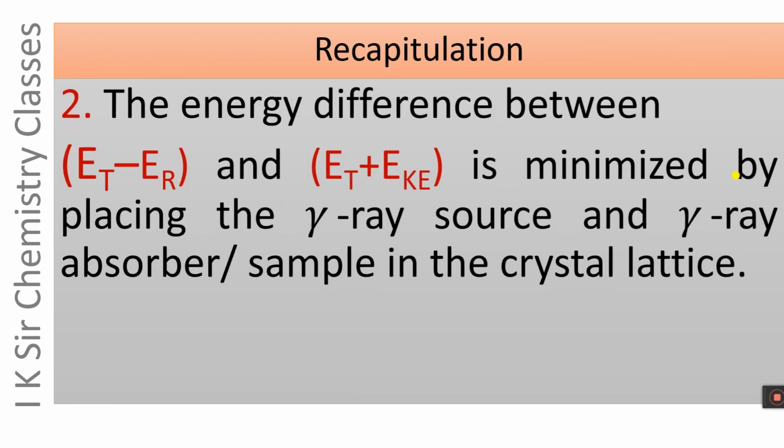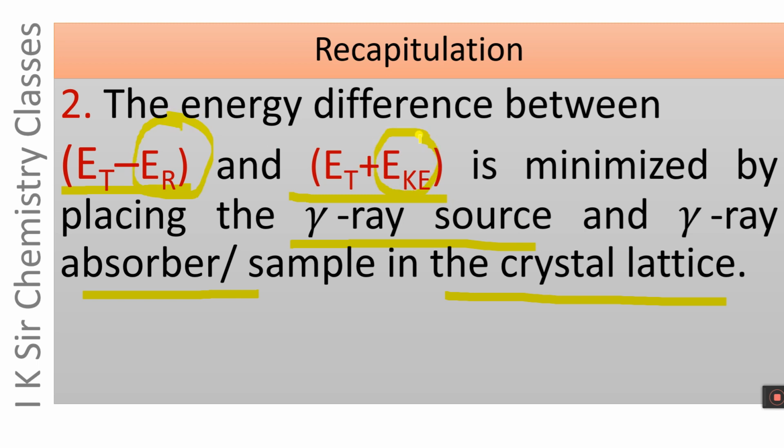We have also seen that the energy difference between ET minus ER and ET plus EKE is minimized by placing the gamma ray source and gamma ray absorber in the crystal lattice, because on doing so the mass of the system increases, and we know that for a given momentum the kinetic energy is inversely proportional to mass. Therefore, on increasing the mass, the recoil energy and the kinetic energy decrease largely.